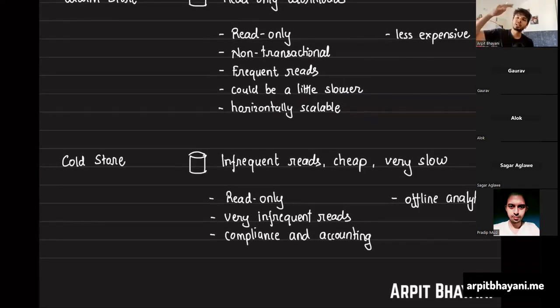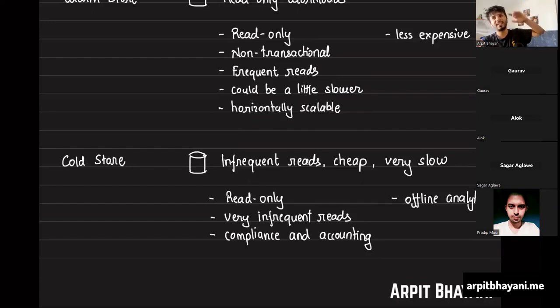Let's say once a year sort of reads, you can dump it on S3. And once a year, if I get very few or very slow reads on that, it's fine. Right? So cold store is also read only. You typically store it in a blob storage like S3, in that too in a glacial tier. No one gives a damn about it.